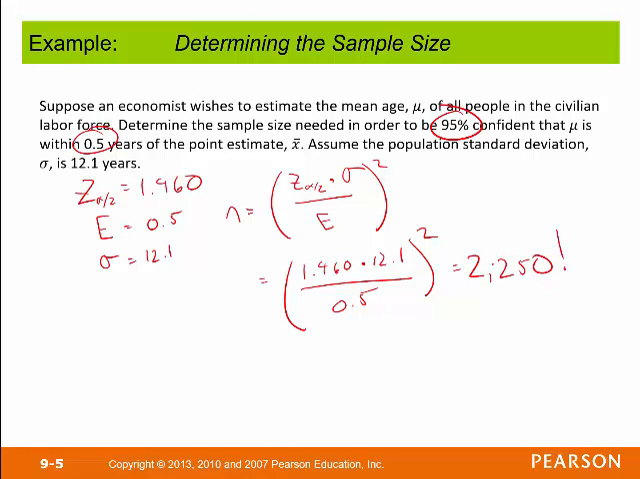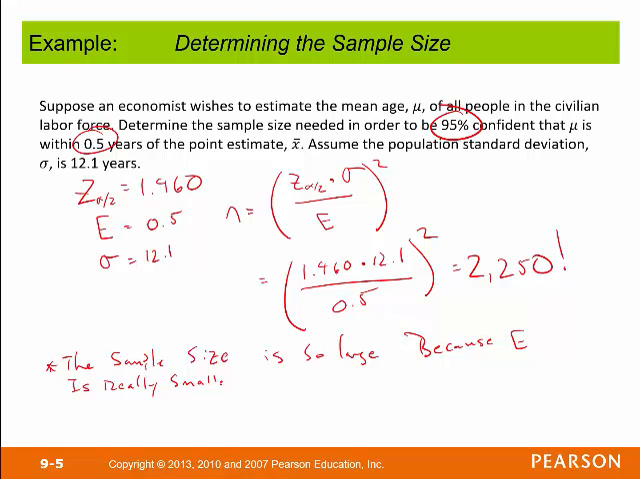Please note, the sample size is so large because the margin of error here is really small. If you want to be that close to the actual mean, you're going to have to sample 2,250 people. Wow. So let me just note that you always round up. I'll follow this lecture up with one about the sample size needed for a population proportion.